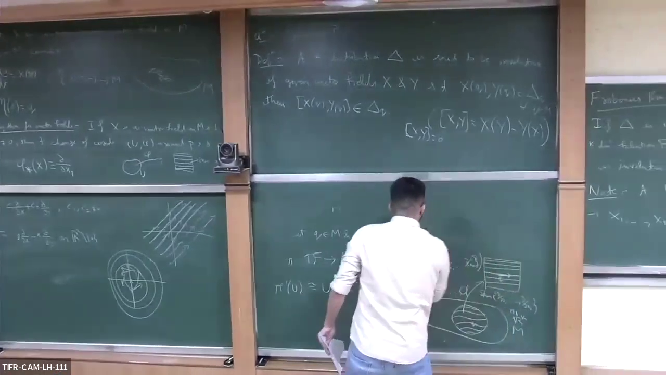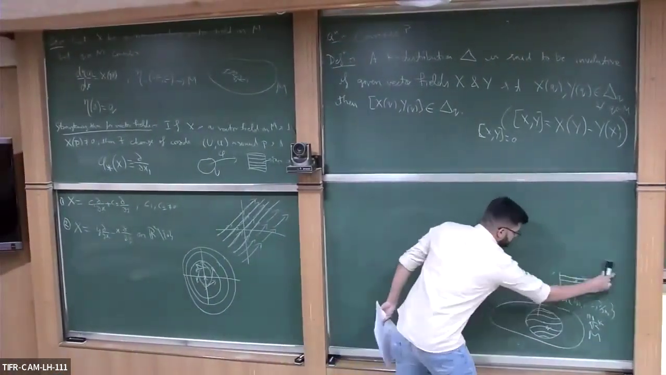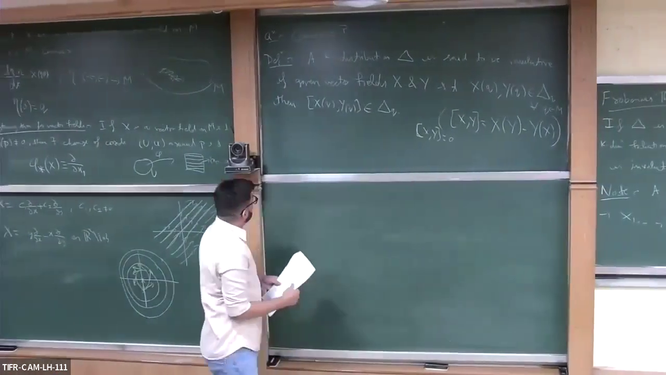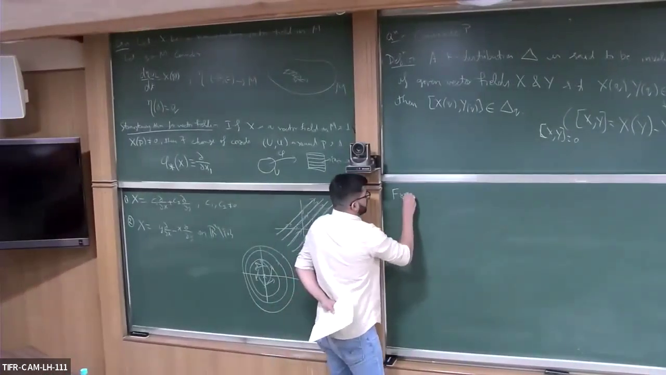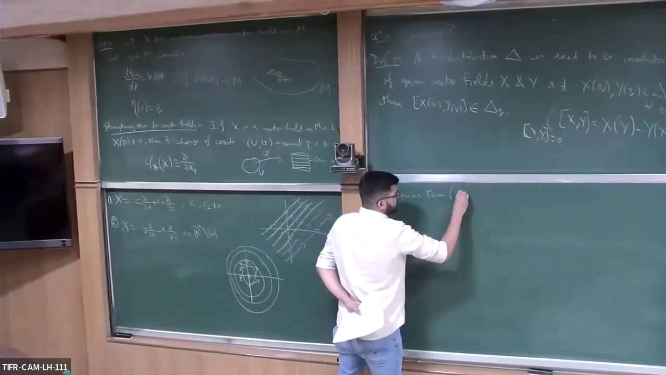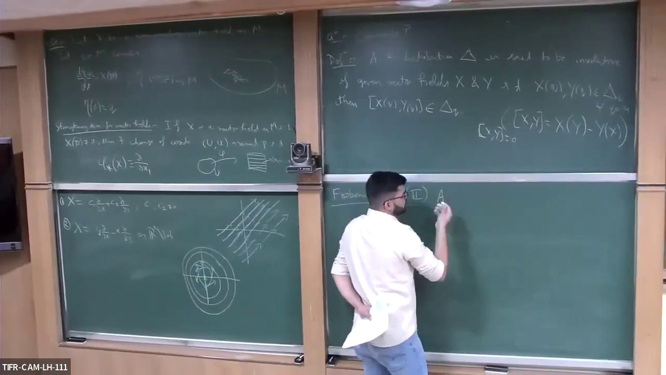Now let me state the other version of proving this theorem in terms of one forms. We move on to the next part. So, proving this. So a K distribution.